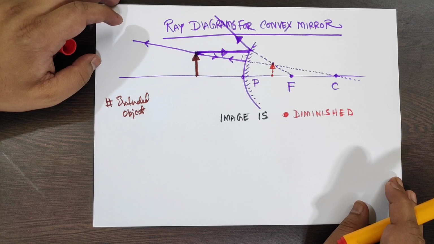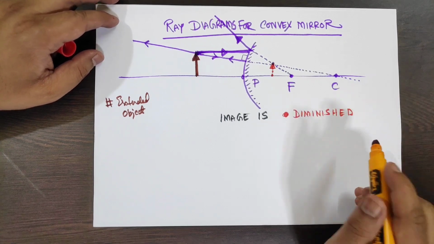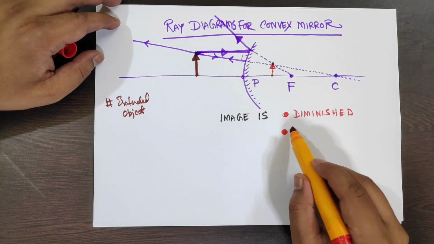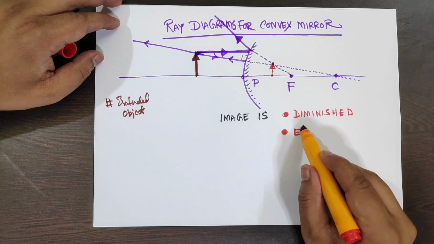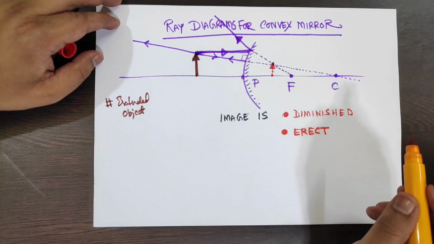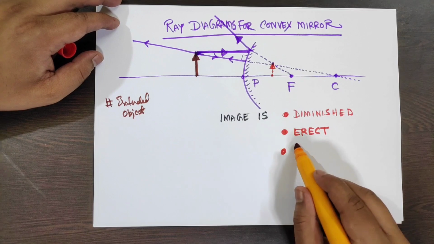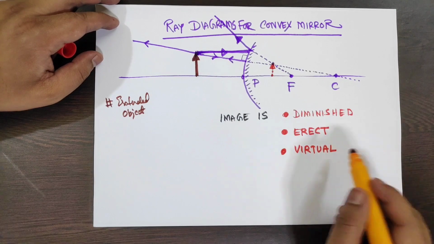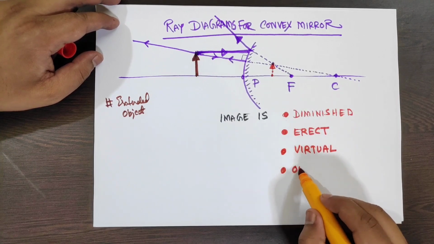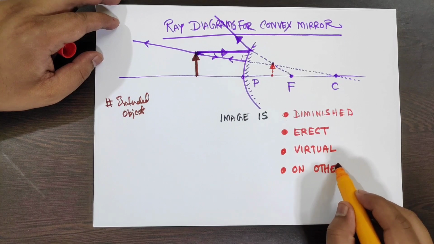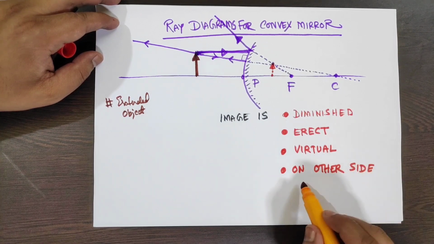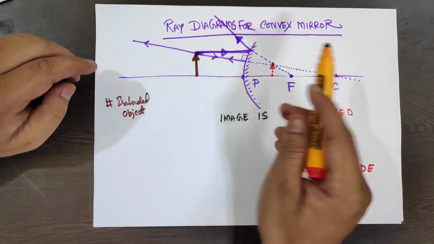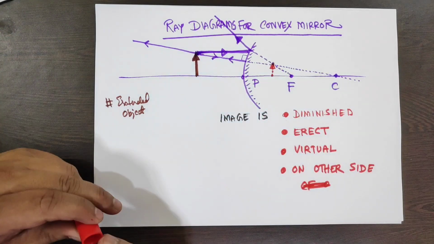Next point, the image is inverted or erect. It is obviously erect, as you see from the ray diagram. Next, obviously the image is virtual because light cannot meet at the right side. Obviously the image is on the other side of the mirror, as you can see from the diagram.